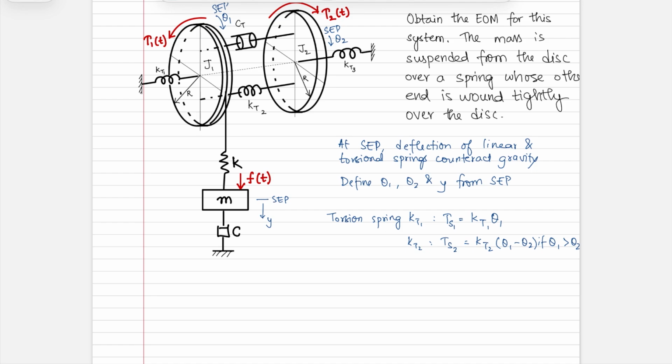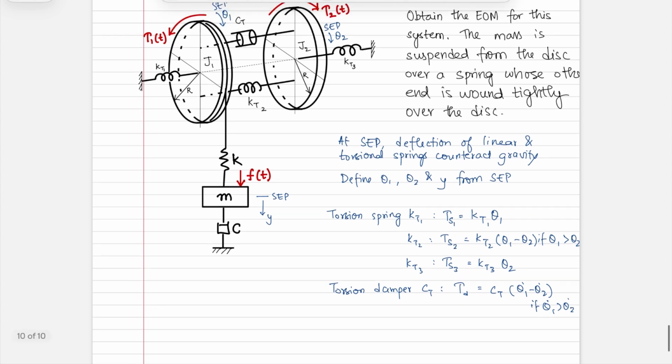Okay. For kt3, you have tau s3 equal to kt3 times theta 2. We also have torsional dampers. In this case, you have ct setting up tau d equal to ct times (theta 1 dot minus theta 2 dot) if theta 1 dot is greater than theta 2 dot. And the direction will be in the same sense as what we just discussed for the torsion spring.